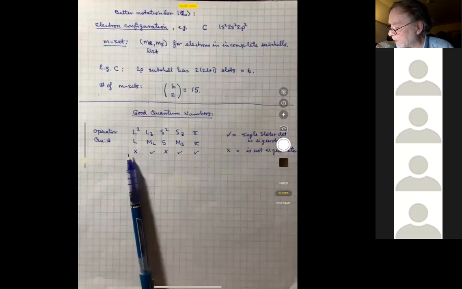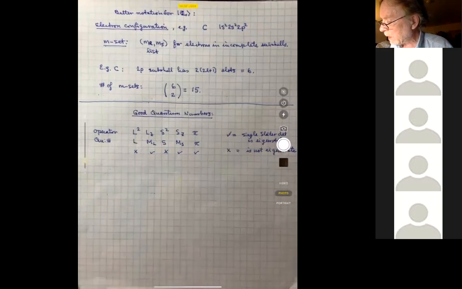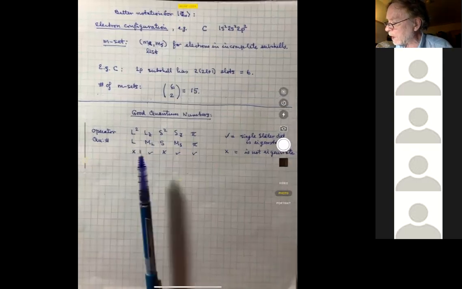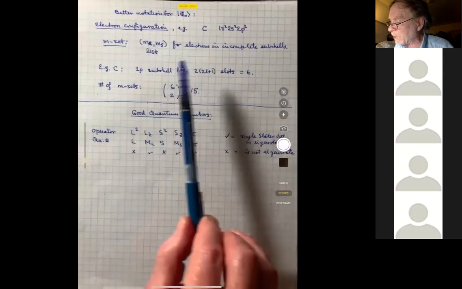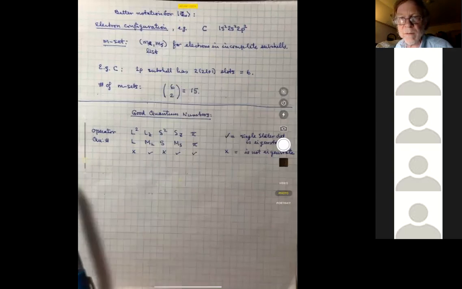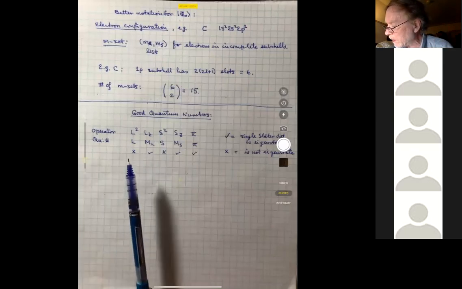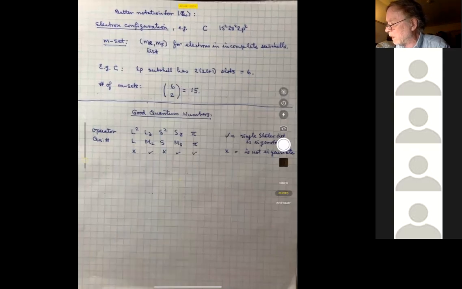So the main interest is on the L squared and S squared. We'd like to get eigenstates of them as well. So this is going to require us to form linear combinations of, in the case of carbon, for example, linear combinations of the 15 Slater determinants to make eigenstates of both L squared and S squared.